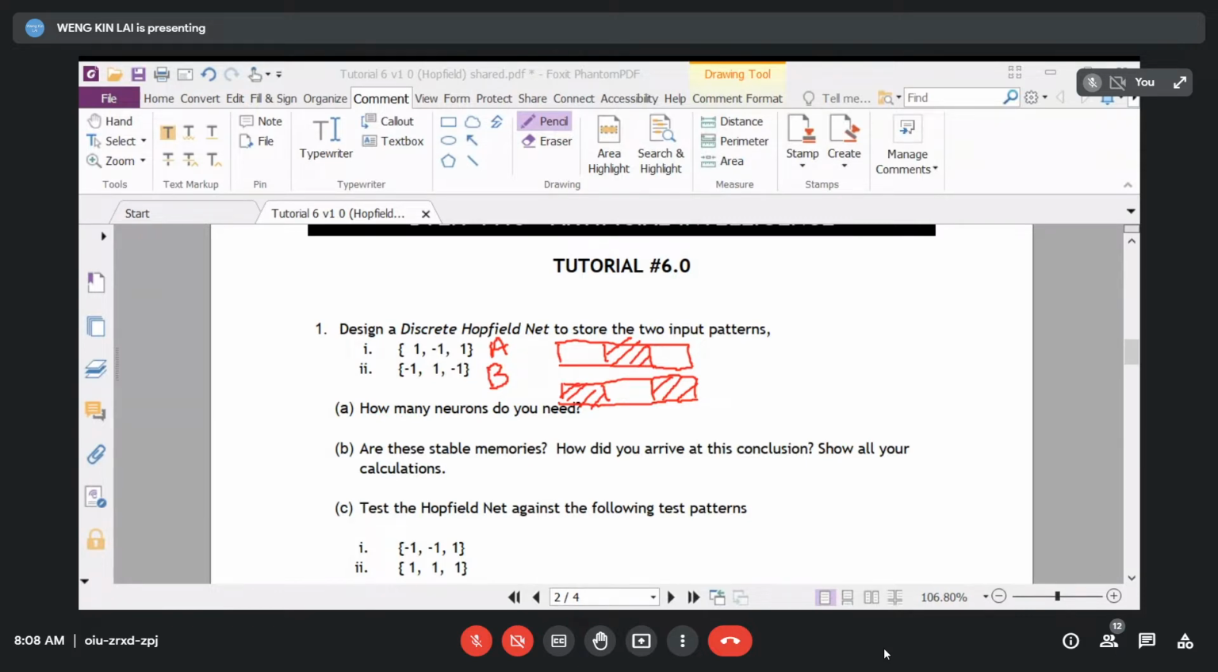Now, what can you tell me about the characteristics of this Hopfield net, especially for this particular application? Remember what this application is? It is associative memory.